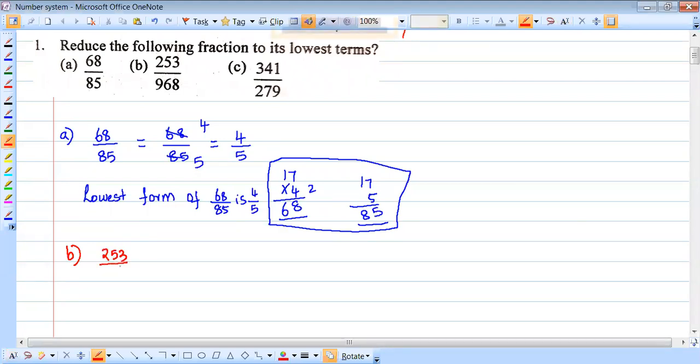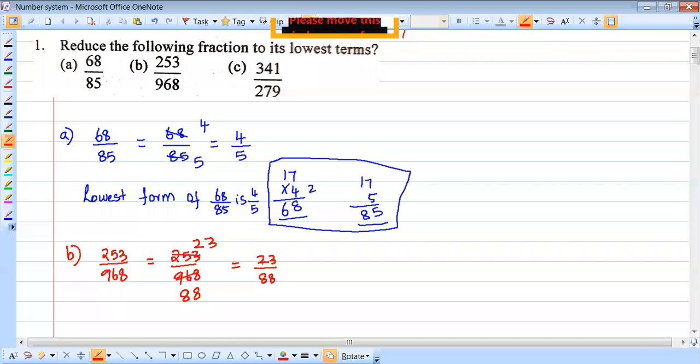253 by 968. So both are divisible by 11 table. Then you can cancel by 11 table. 253 divided by 968. 2 11s are 22. 3 11s are 33. 8 11s are 88. Remainder will be 8. 8 11s are 88. So the answer is 23 divided by 88. So the answer for subdivision B is 23 by 88.